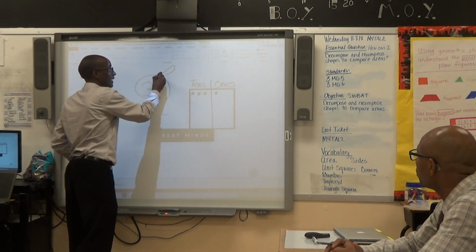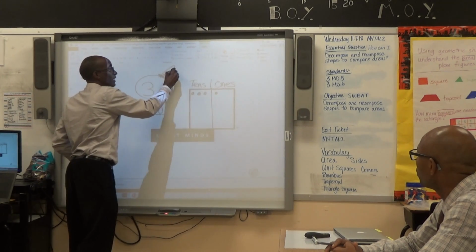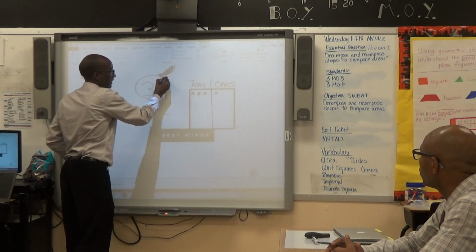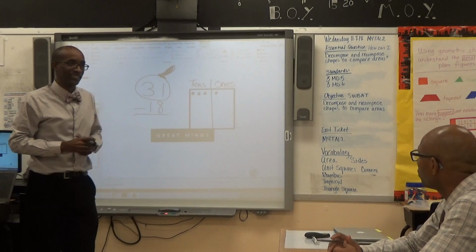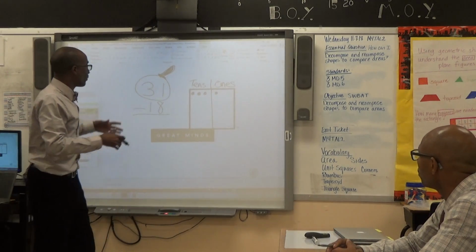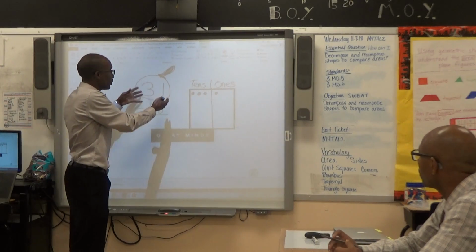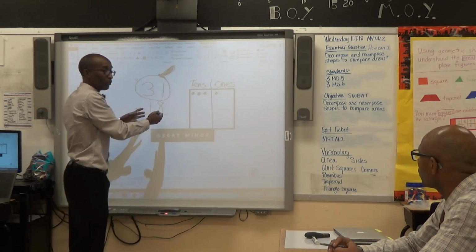Here's my magnifying glass, and you have to excuse my drawing. It's not the best, but that's my magnifying glass. So we're focusing on the whole, and we're going to see if we need to make any changes to this whole when we're doing the subtraction.